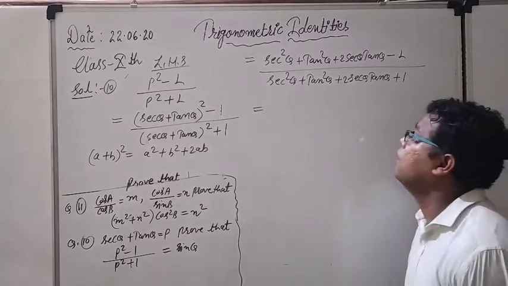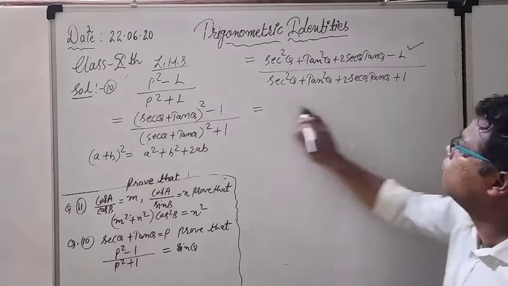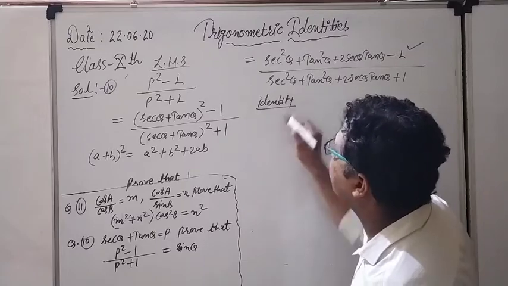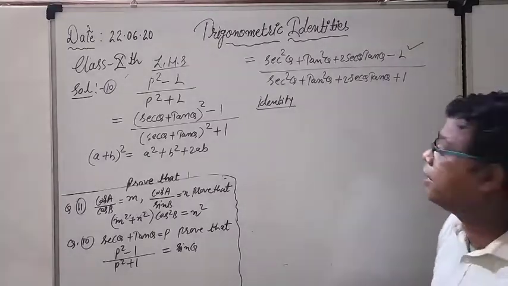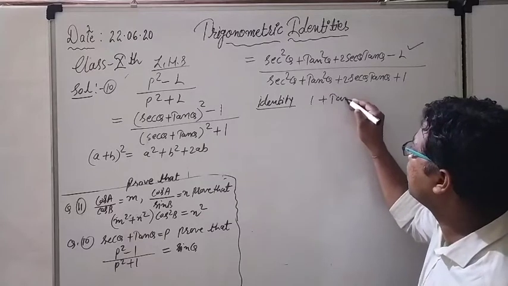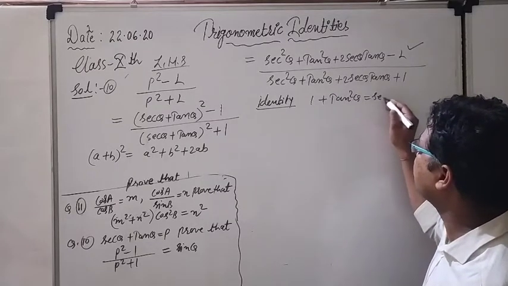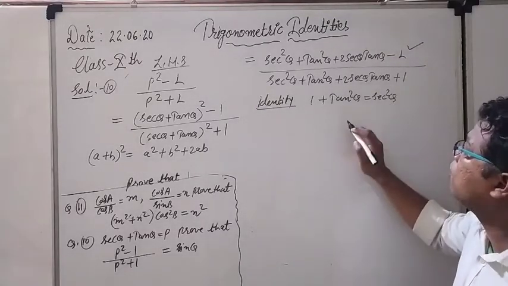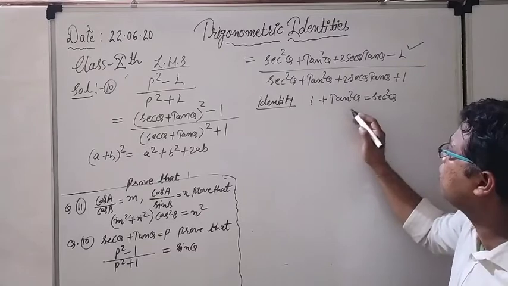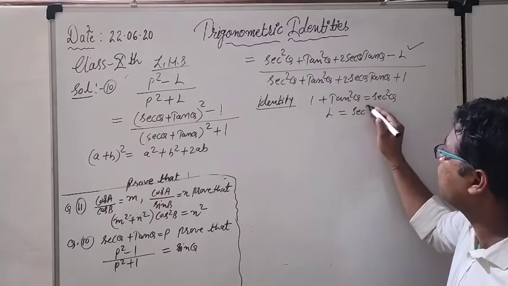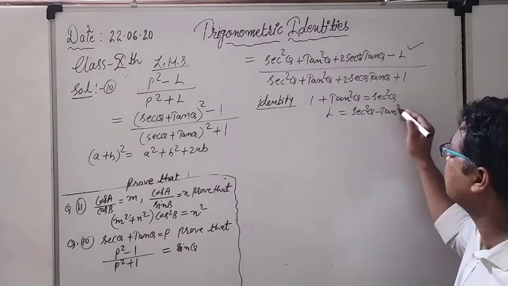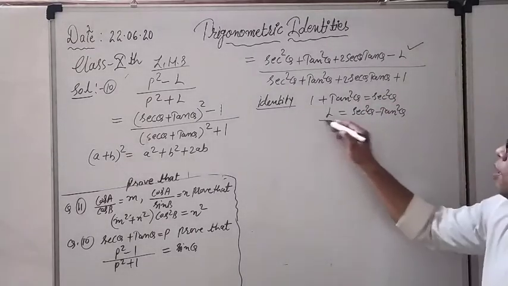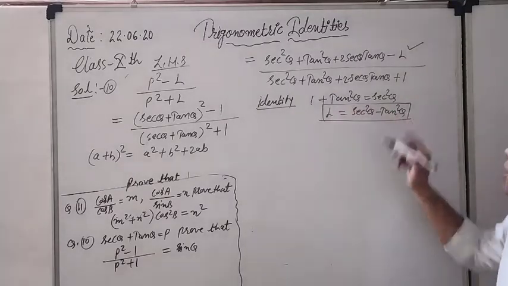See here, one particular identity is going to be used here. What is that identity? The identity which is related to sec and tan. I know that 1 plus tan square theta is equal to sec square theta. That is identity number second. Another form of this formula is 1 is equal to sec square theta minus tan square theta. From here you can see tan square theta is transferred to the right hand side, so it gives me 1 is equal to sec square theta minus tan square theta.